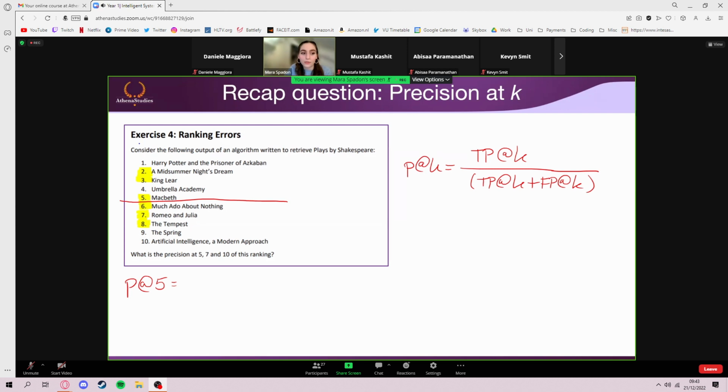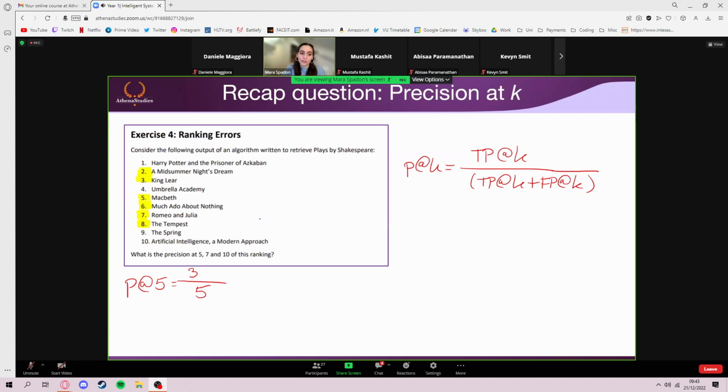At 5, we want to look at the first 5 results in our results set. So how many true positives do I have here? Three. Yes, exactly. So we have 3 results that are returned that are actually true. And then how many do I have in total? Well, that is kind of like the number that is here, right? Exactly, 5. So the precision at 5 in this case is 3/5.